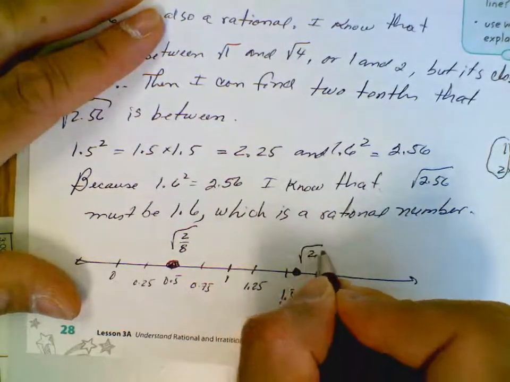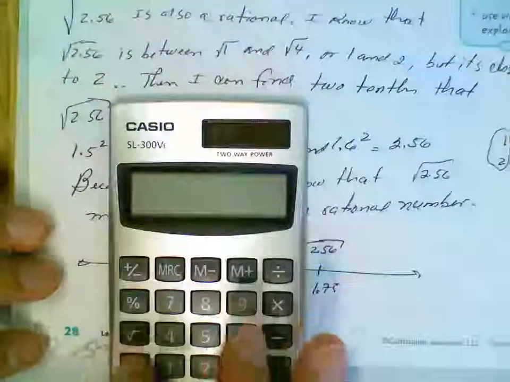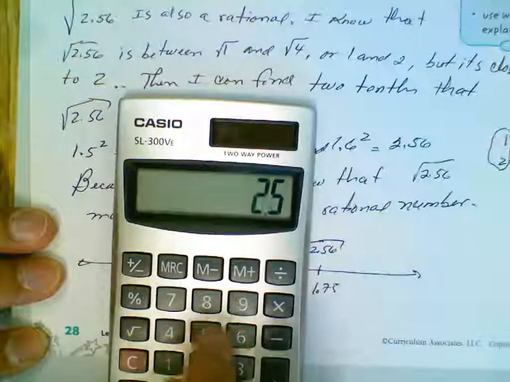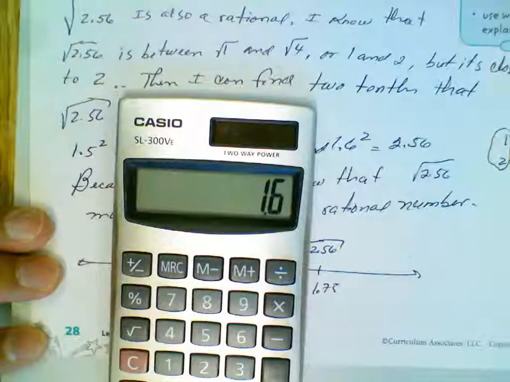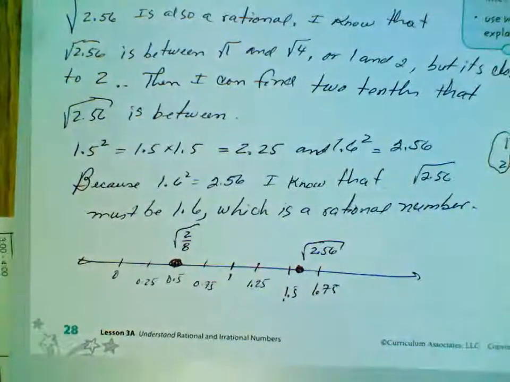The square root of 2.56. And let me prove to you that square root. If you have 2.56, the square root is 1.6. And that's your solution. And that's the homework that you have for this day.